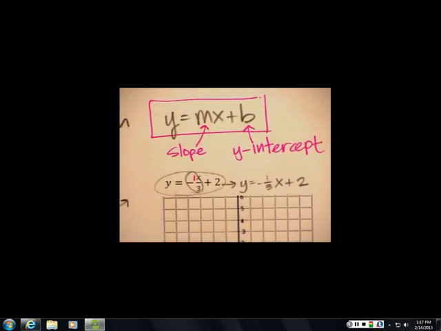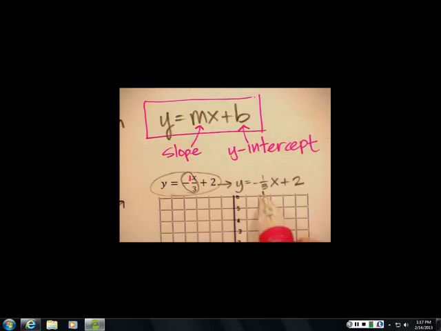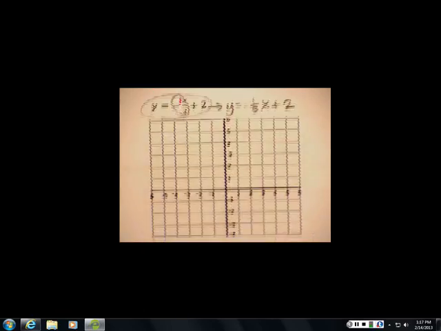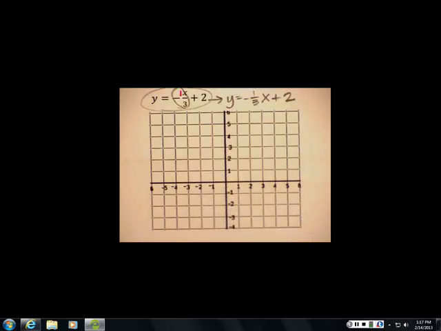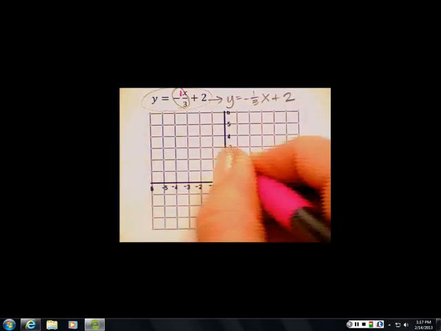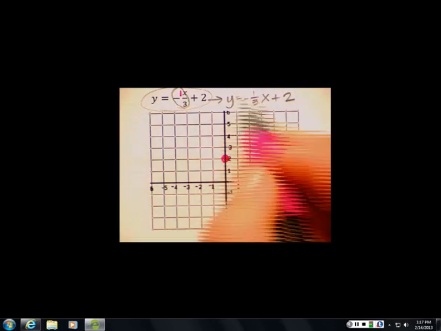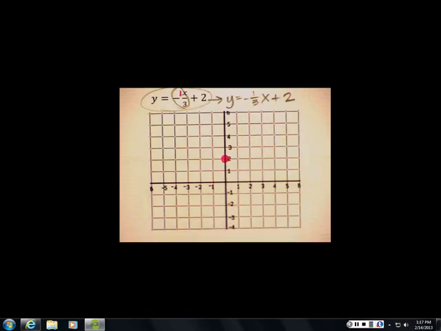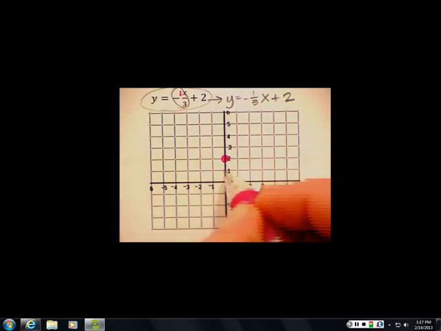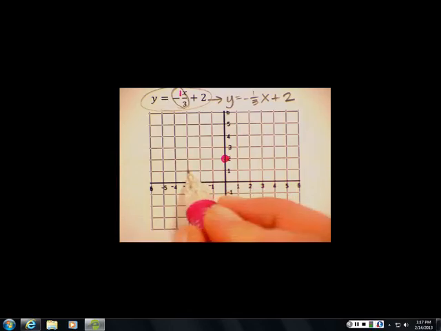Now I can identify that my slope is negative 1/3, which means my line will be going down, and my y-intercept is 2. We always start at the y-intercept, and from there I'm going to go down 1, right 3. A real common mistake that students make is they will see the negative and they'll say, oh, I need to go down 1 and backwards 3 because it's negative.